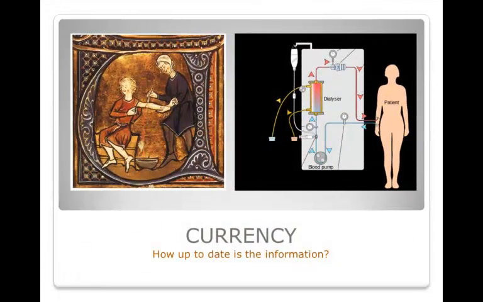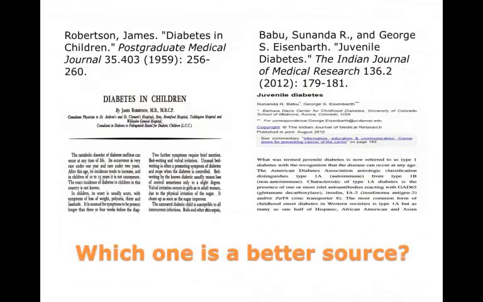Currency refers to the timeliness of information. Although some topics allow you to explore older sources, such as for history and literature classes, most require you to find updated information that reflects modern knowledge, such as for science or psychology classes. Consider, is an article about diabetes from 1959 a better source than an article that was published in 2012? Why do you think it matters?